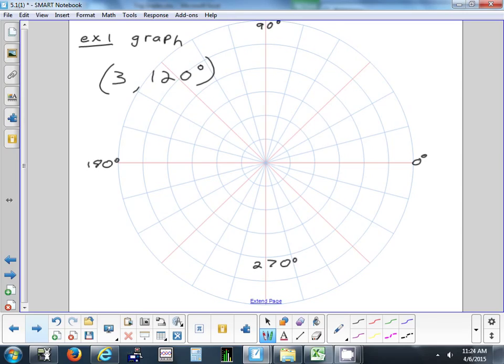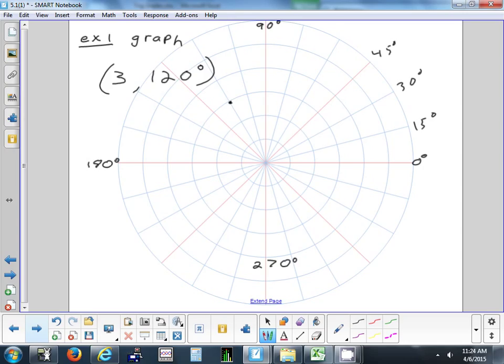Okay, so we're going to start right here. And now Katie, from this point, where do I go? Counterclockwise. Yeah, 120 degrees counterclockwise. I'm going to end up right there. The reason I was able to do that so quick, each one of these is 15 degrees. So 15, 30, 45, 60. Okay, so I went 90, that'd be straight up, and then I went 30 more to get to 120. And that's it. That's how you graph a point in polar.